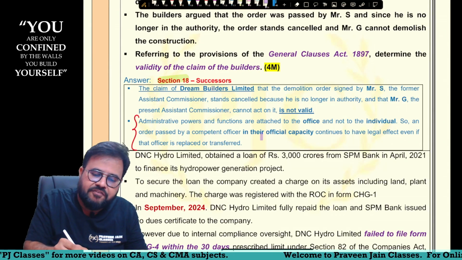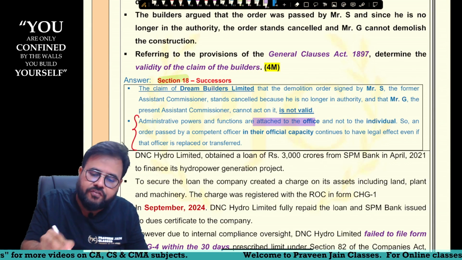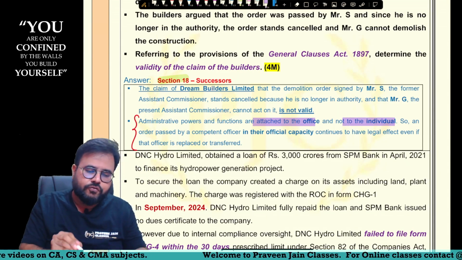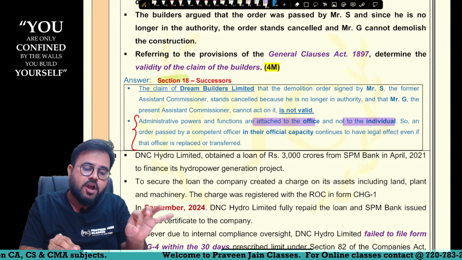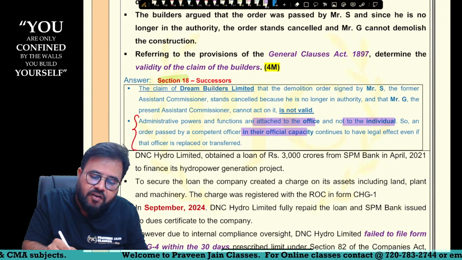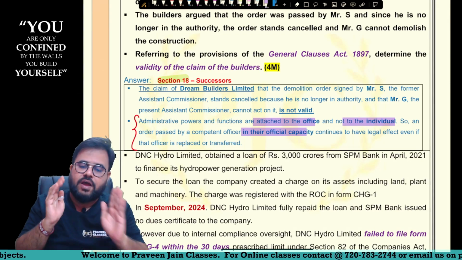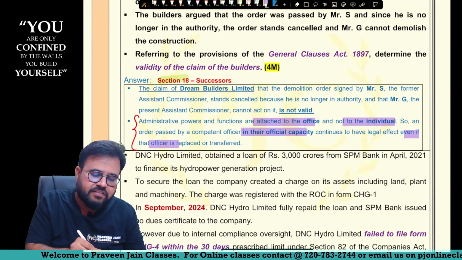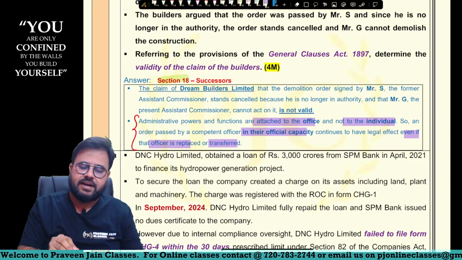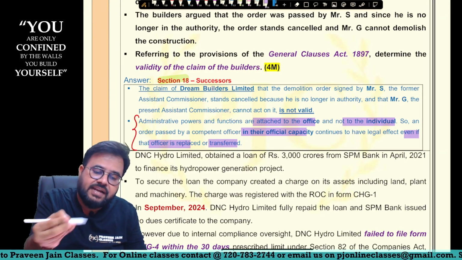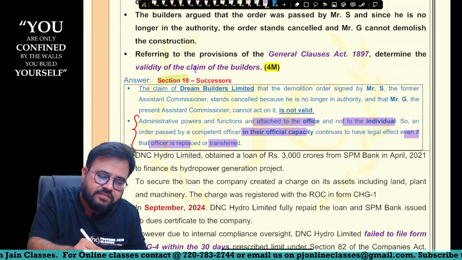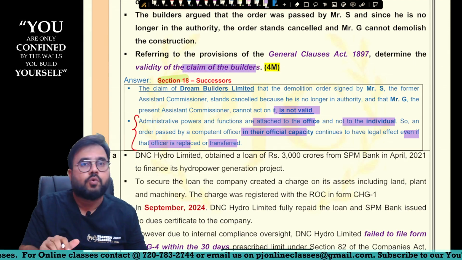Administrative powers and functions are attached to the office and not to the individual. So an order passed by a competent officer in their official capacity continues to have legal effect even if the officer is replaced or transferred. Hence, whatever is the contention of the builders, is it valid? No, it is not valid, sir.